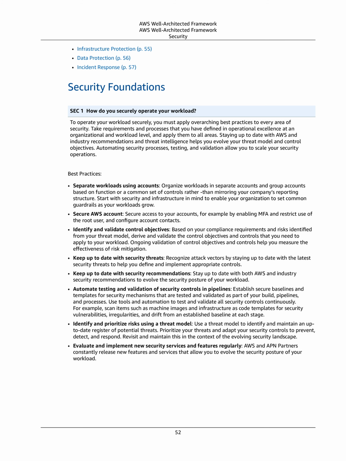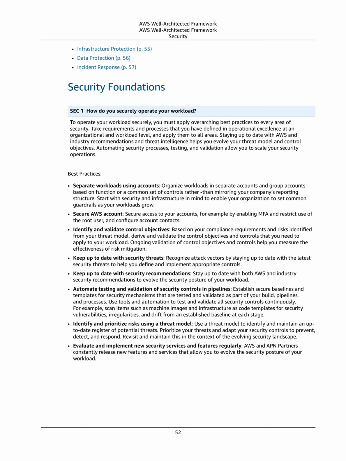Best practices. Separate workloads using accounts. Organize workloads in separate accounts and group accounts based on function or a common set of controls rather than mirroring your company's reporting structure. Start with security and infrastructure in mind to enable your organization to set common guardrails as your workloads grow. Secure AWS account. Secure access to your accounts, for example by enabling MFA and restrict use of the root user, and configure account contacts.